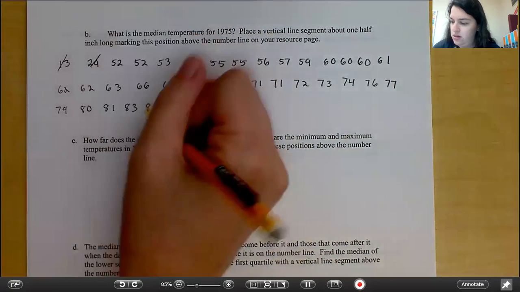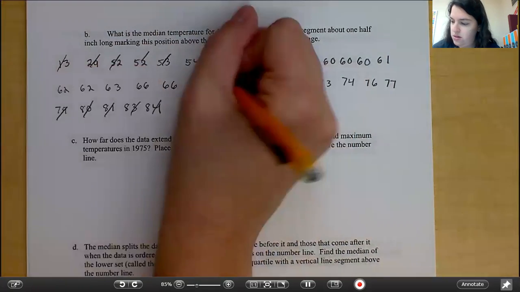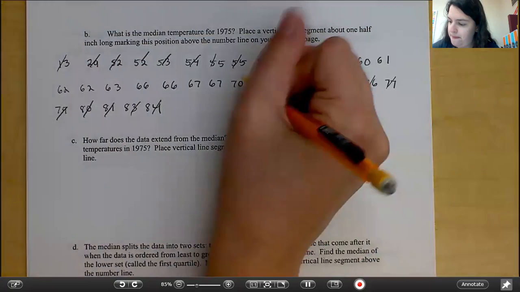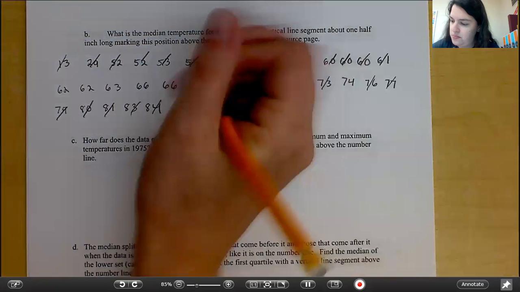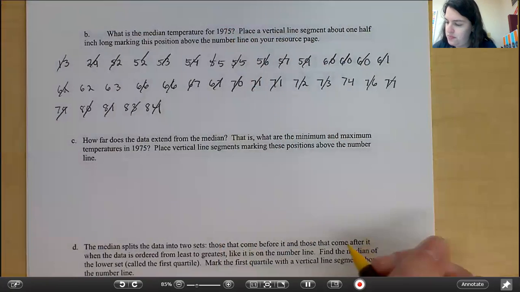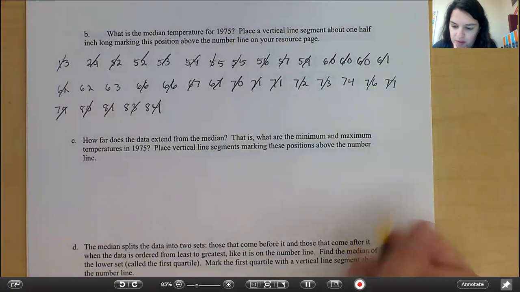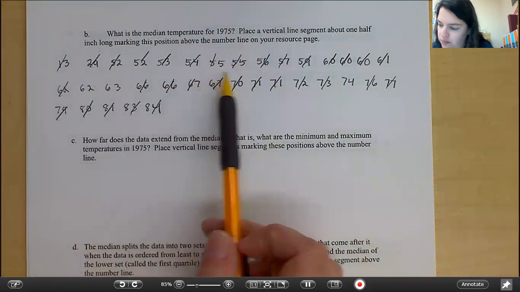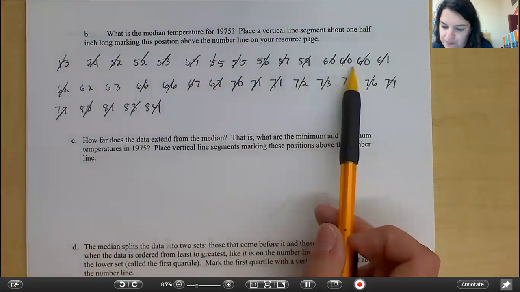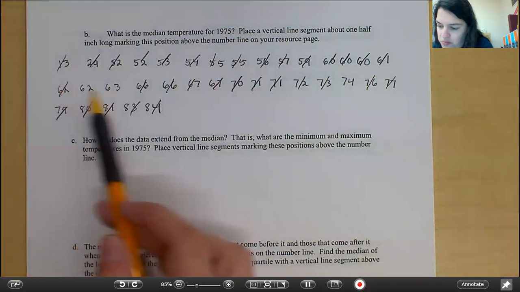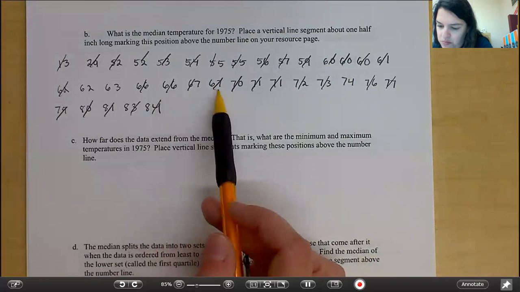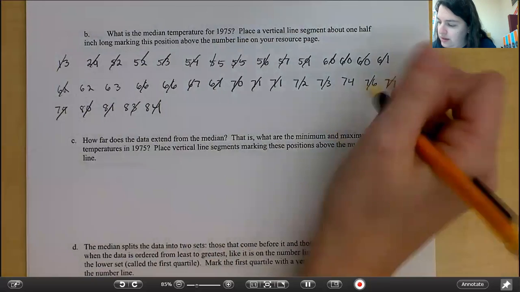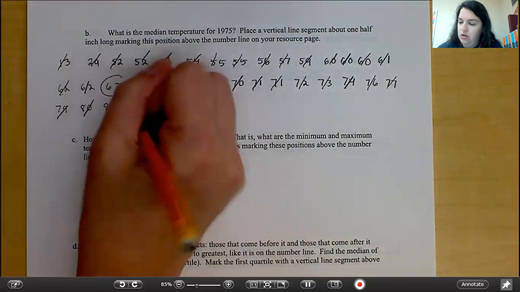So now we just start crossing out. I missed one somewhere. 13, 29, 52. Oh, I forgot 74. That was my fault. I went a little out of order, I'm sorry. But your median should be 63 degrees.